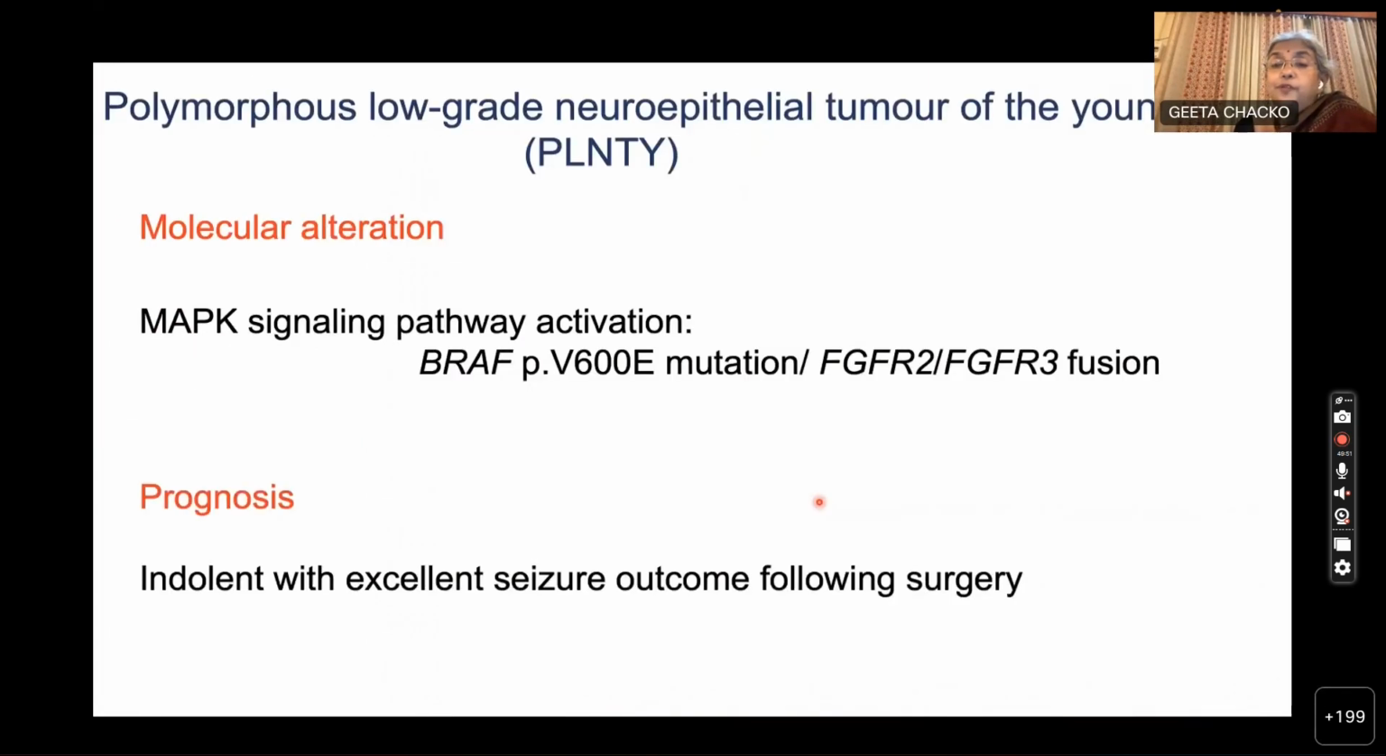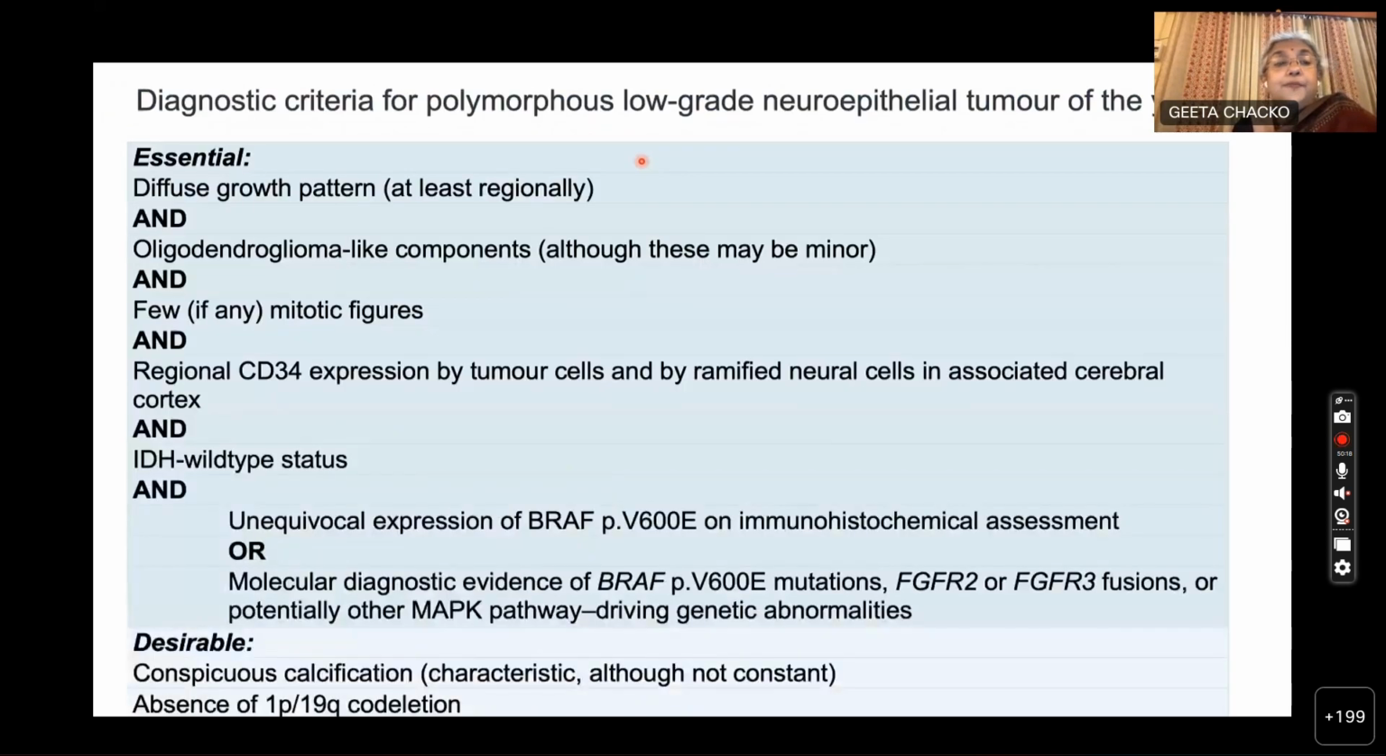They have low proliferation indices. So most frequent is the MAP kinase alteration of BRAF V600E. It could also have a FGFR fusion. And the good thing about it is that if you remove the tumor, they have a good seizure-free outcome in these patients. So it's important because there's a big difference in prognosis between a tumor like this and an oligodendroglioma.